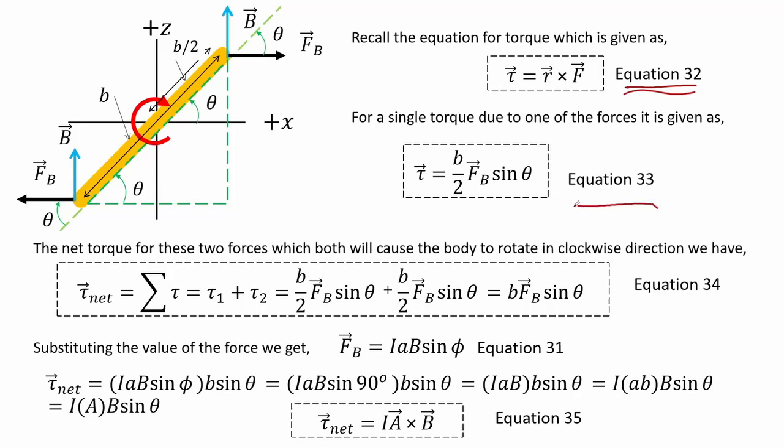The net torque for these two forces, which both will cause the body to rotate in clockwise direction, is equation 34. Substituting the value of the force, we get equation 35, where the torque is proportional to the scalar current and the cross product of the area vector and magnetic field.